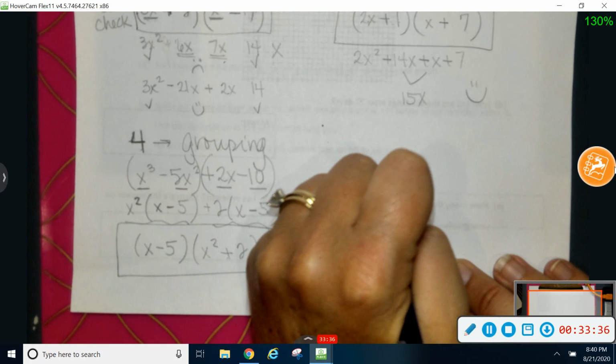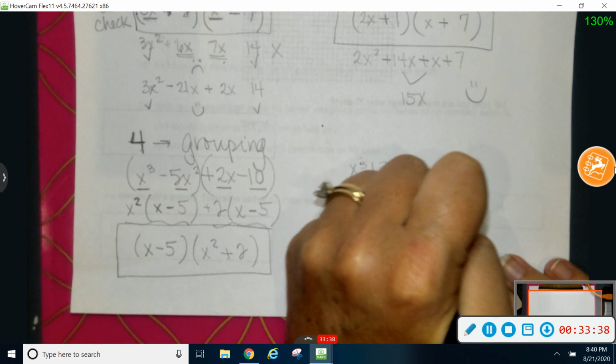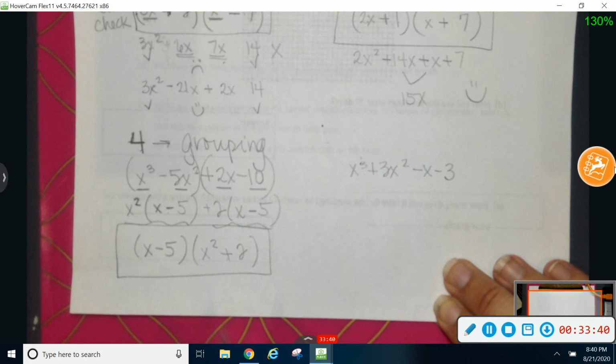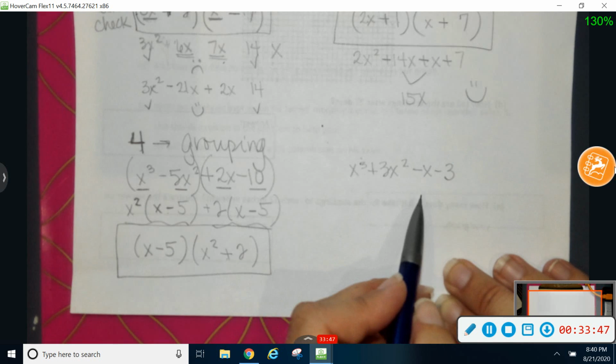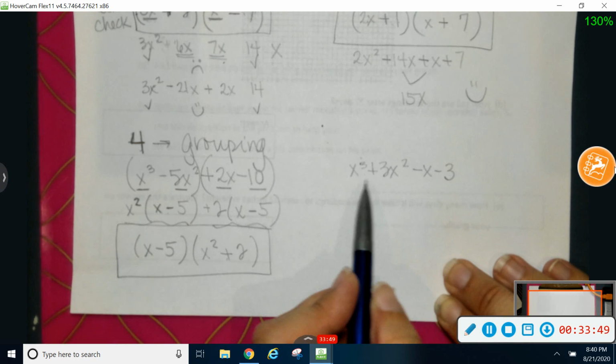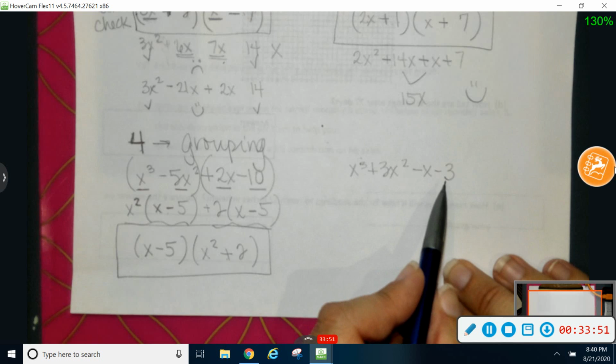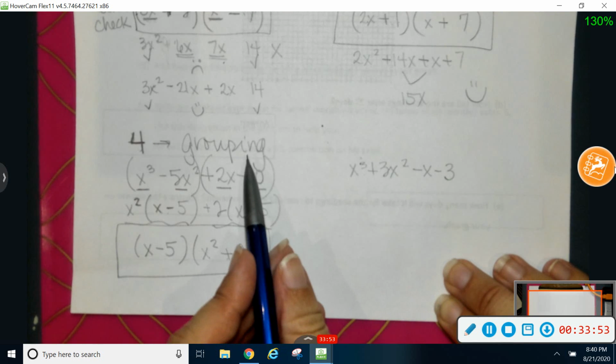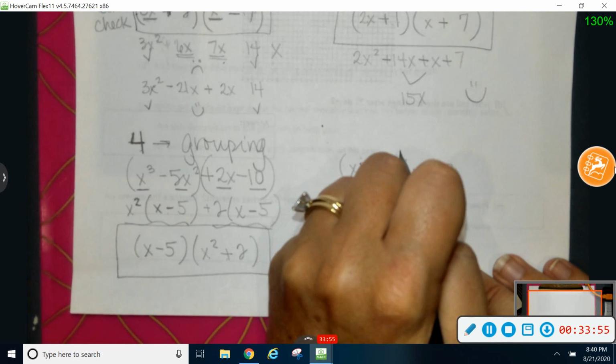X cubed plus 3x squared minus x minus 3. GCF for all 4 terms? Nope. How many terms? 1, 2, 3, 4. What's our only plan for 4 terms? Grouping. So group.